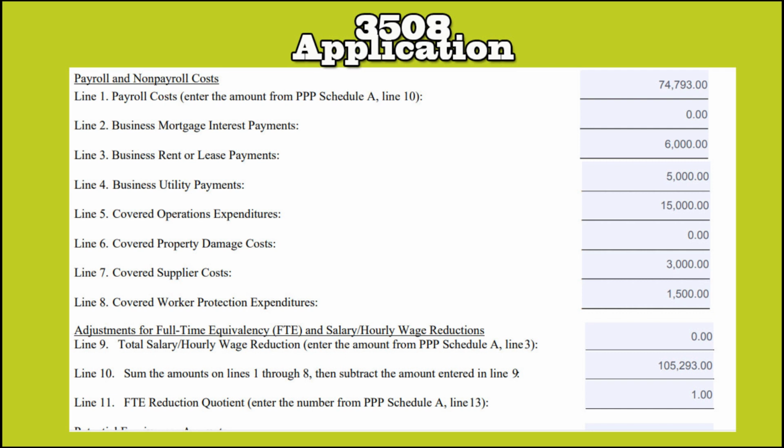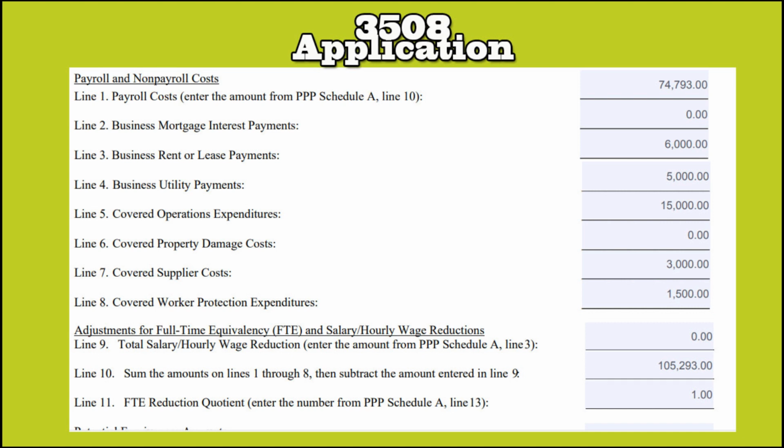Okay, so on line 6, if you had any property damage that happened during that covered period that you had to cover, you're going to put that amount there. Our amount was 0. Line 7, enter the amount of supplier costs if you had vendors that you had to pay, production, things like that, invoices from other vendors. You would enter those there, and as you can see, there's no stipulation of prior to date. Line 8, you would enter your workers' protection expenditures, your workers' comp, etc. How much did you pay there?